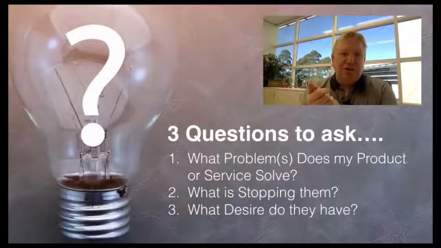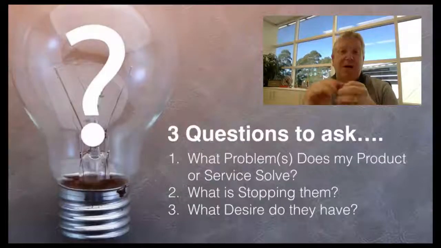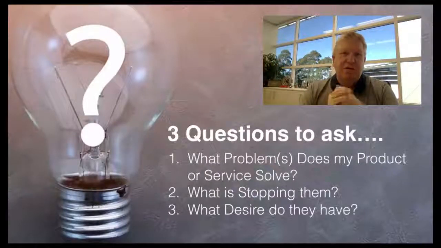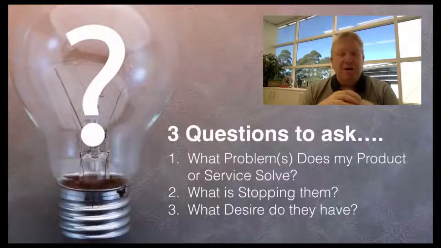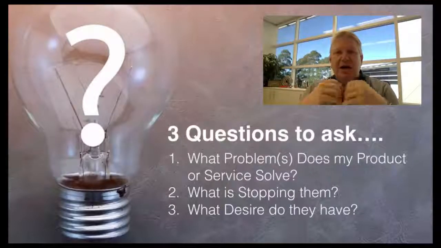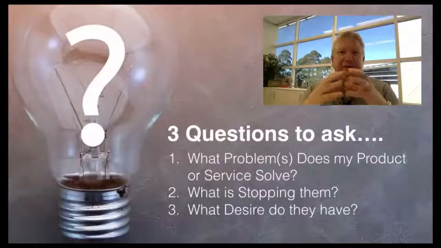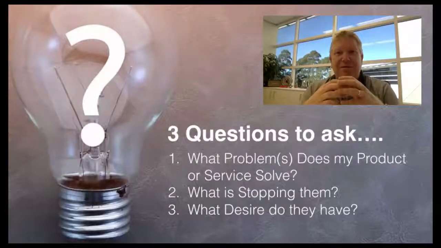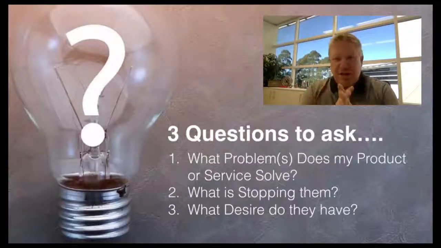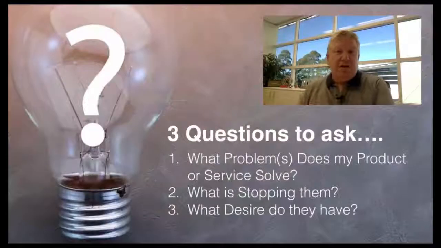So there are 3 questions you've got to ask. The first one is, what problem or problems does my product or service solve? You've got to think about all the different things that your product or service will solve, because it's those things that'll help you write better headlines or subject lines. I always say to people, you need to understand your product and the benefits of your product in depth. If you're going to market your business or your product or your service effectively, you need to know that in depth. The second question you're going to ask yourself is, what is stopping them from solving it?